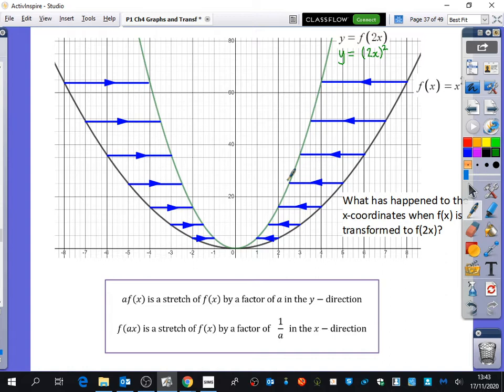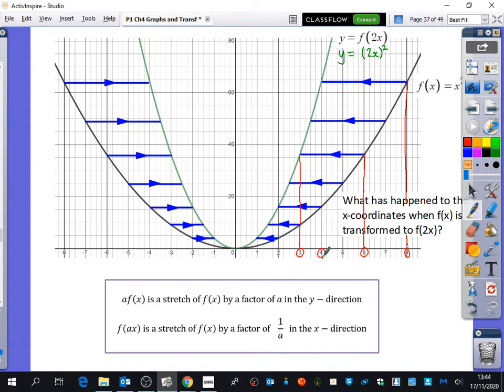It looks like the x values have all halved. Okay, so let's just have a look at a few of these points as an example. So this bit down here, the x coordinate is 6, and when it has become the green one, when we've transformed it by replacing the input with 2x, it looks like the input is now 3. And when we have, I don't know, this one over here, where the input is 8, when it transforms, the input then becomes 4.